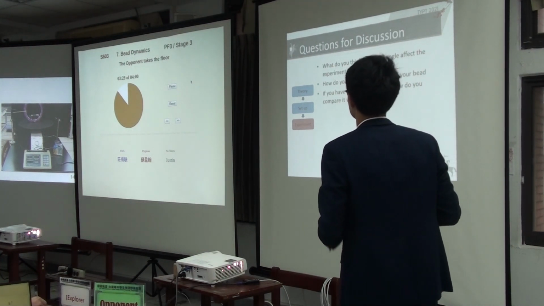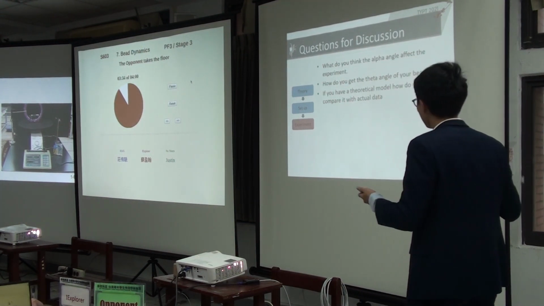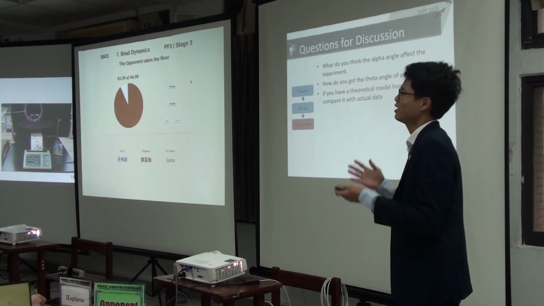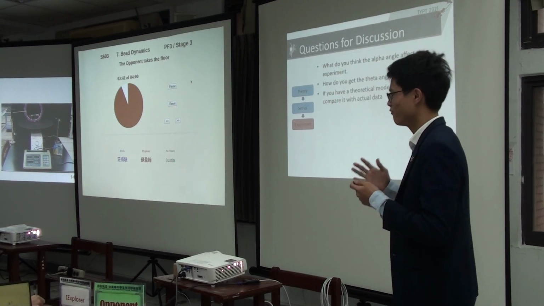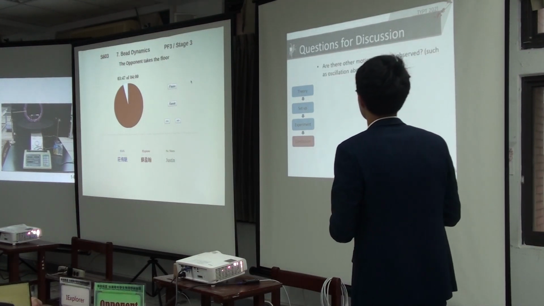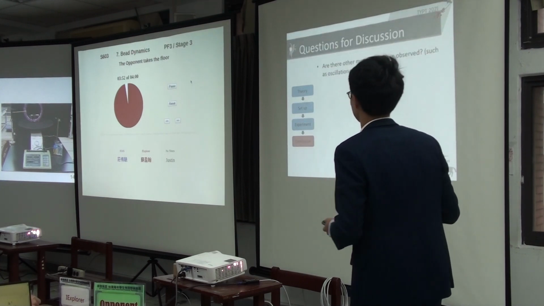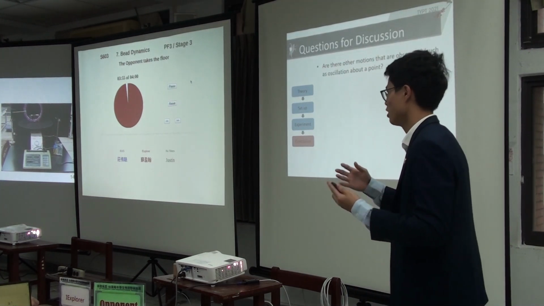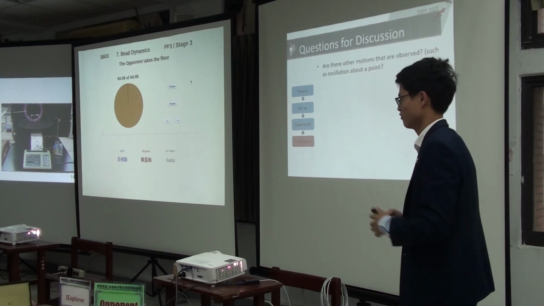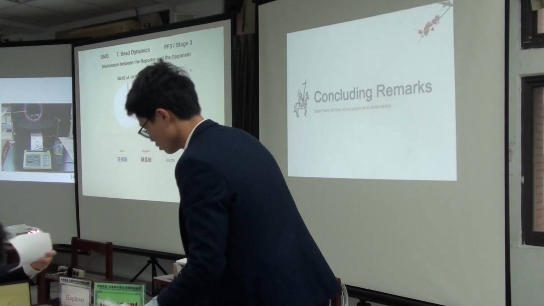And if today the reporters build a theoretical model and physics model, how would you compare your actual data to that theoretical model, and what percentage of error do you think might exist? In the conclusion, are there any other motions that are observed, such as the oscillation about the equilibrium point, and or any sort of damping effect on the motion of the bead? Thank you. That's my opponent's stage for the discussion.